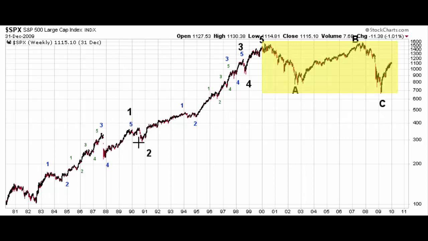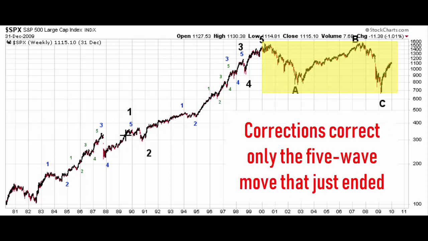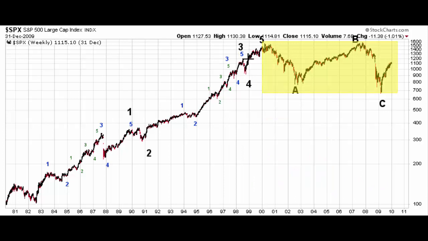This is when the corrective move happens. Then you get another five-wave move here, and you get another corrective move. Then you get the completion of the entire five-wave move, and you get the larger correction. So every correction that's happening is just correcting the five-wave advance that preceded it. So this pullback here was just correcting this five-wave move. This fourth wave pullback here was just correcting this five-wave move here, this third wave advance, which is in itself a five-wave move. So that's when you're looking for corrective moves.